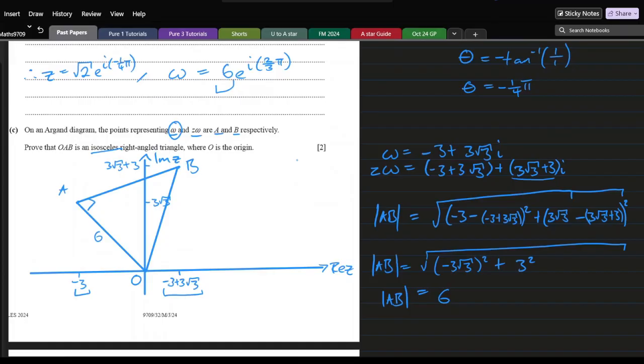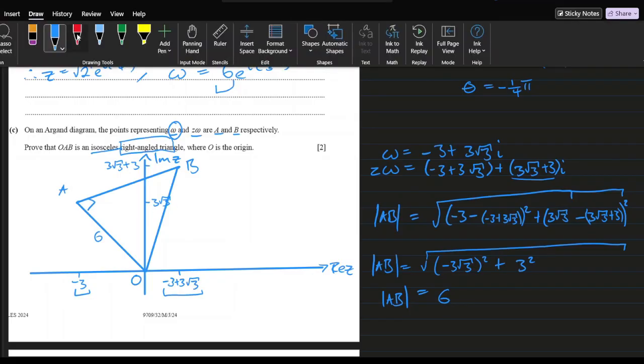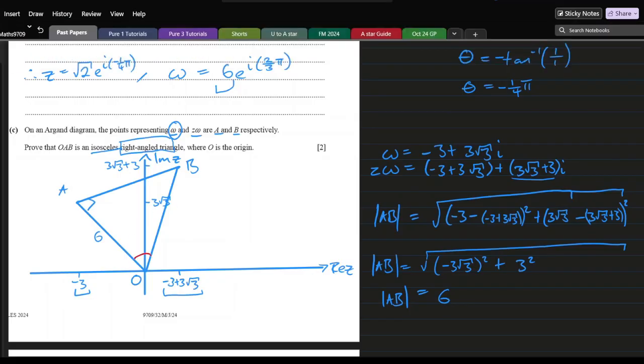Now the second part is that they are saying that this triangle is right angled, so we also need to prove that. Now that we know that this triangle is isosceles, it must mean that its base angles, this angle and this angle, I'll call them alpha, must be equal since this triangle is isosceles. So let's find what alpha is.